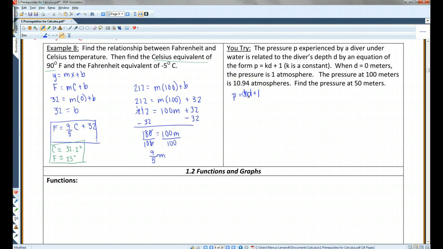First step, we've got to figure out what K is because K is a constant. Now we know when D equals 0, P equals 1. So P equals 1, K times D, with D equals 0. That works out. Let's try the next one. The pressure at 100 meters is this many atmospheres. So this obviously would just give you 1 equals 1, which doesn't really tell us anything. But if you plug in the other one, we should get something.